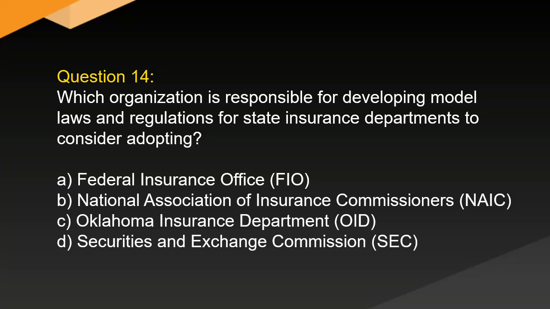Question 14. Which organization is responsible for developing model laws and regulations for state insurance departments to consider adopting? A. Federal Insurance Office, FIO. B. National Association of Insurance Commissioners, NAIC. C. Oklahoma Insurance Department, OID. D. Securities and Exchange Commission, SEC.